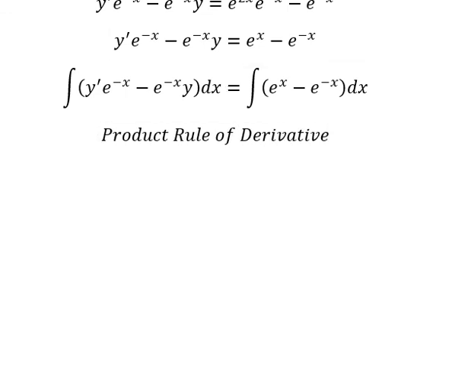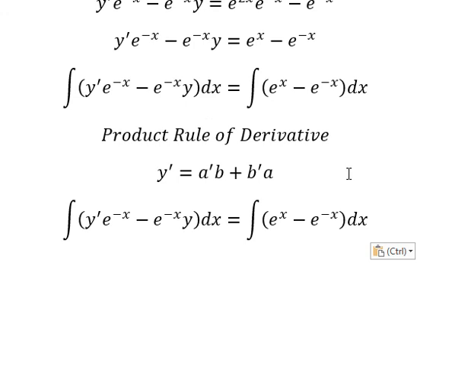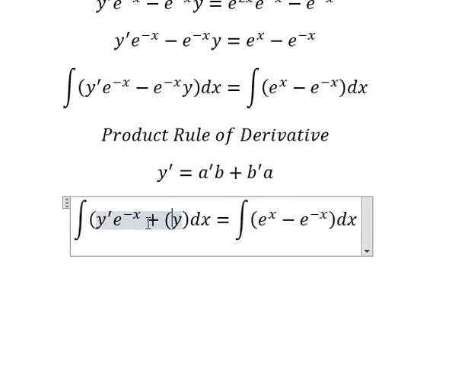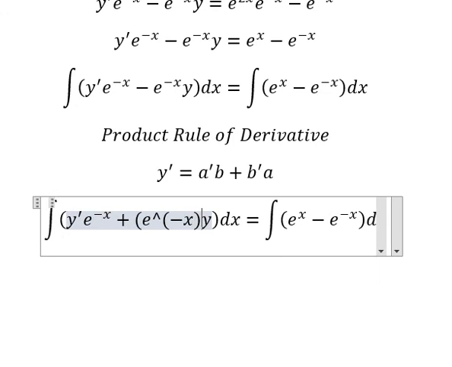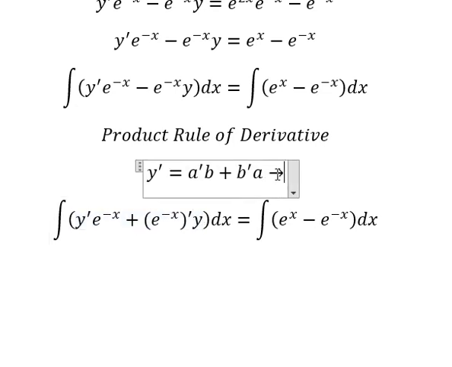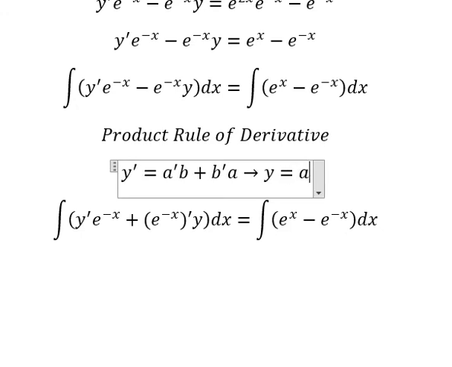So we have the first derivative of y equals the first derivative of a multiplied by b plus the first derivative of b multiplied by a. So if we look carefully at this one, we have the first derivative of a multiplied by b. This one, that is the first derivative of b multiplied by a. So the integration of this one, we have y equals ab.